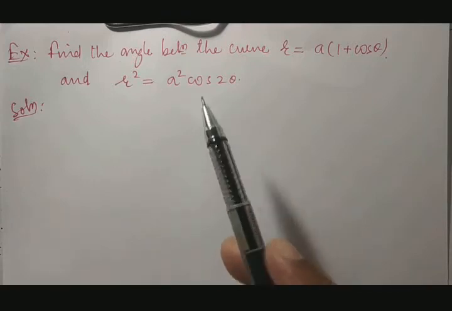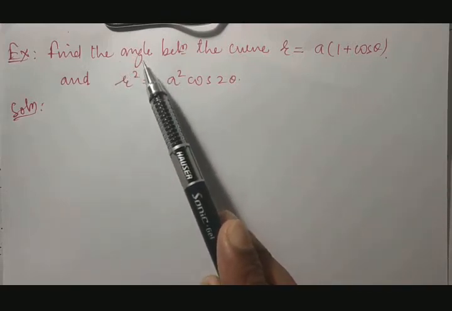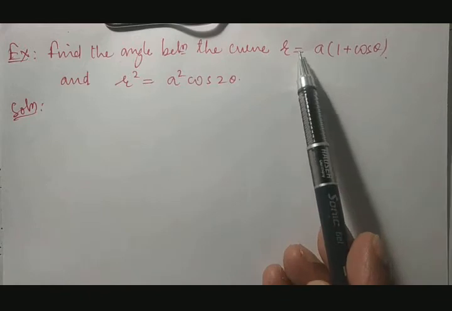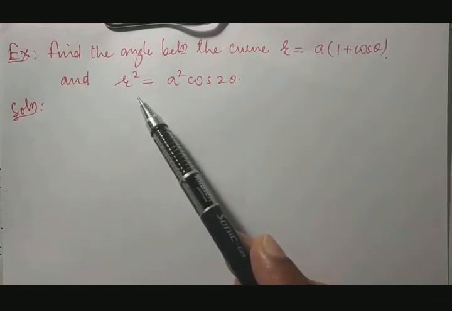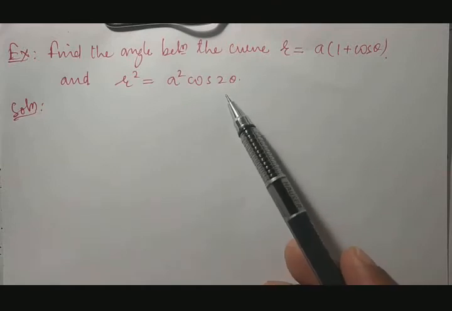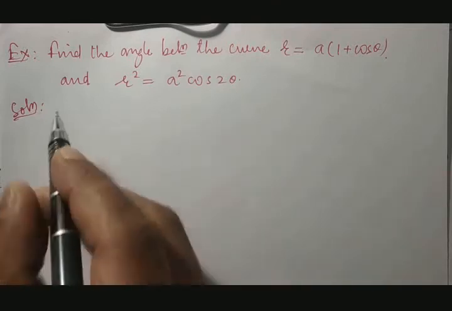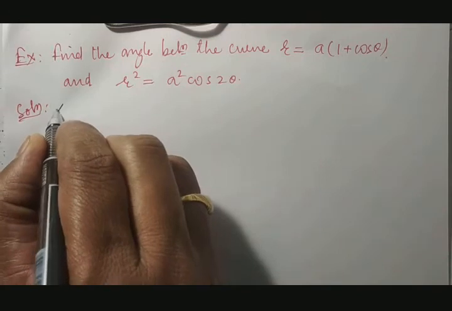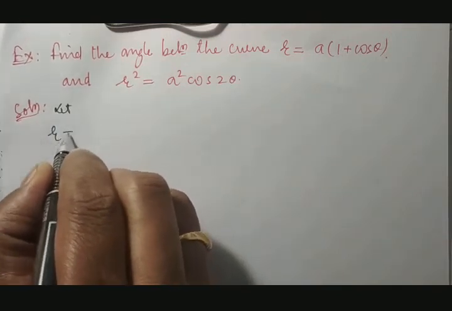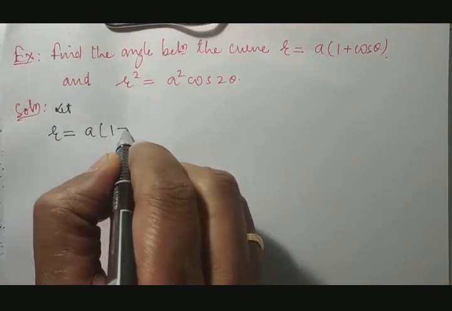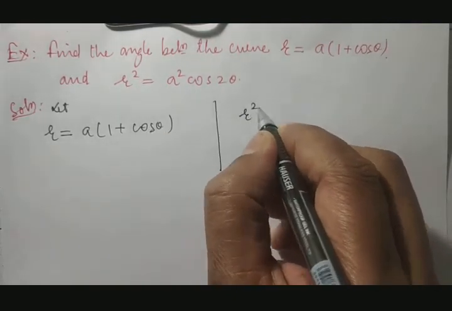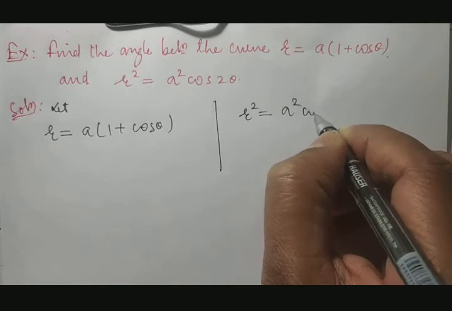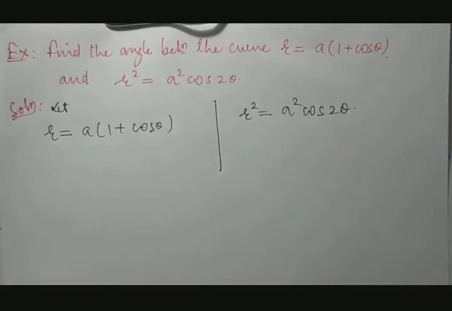In this class, we are going to discuss an example of finding the angle between the curves r equal to a into 1 plus cos theta and r square equal to a square into cos 2 theta. Very first, let us consider the given curves r equal to a into 1 plus cos theta and r square equal to a square into cos 2 theta.